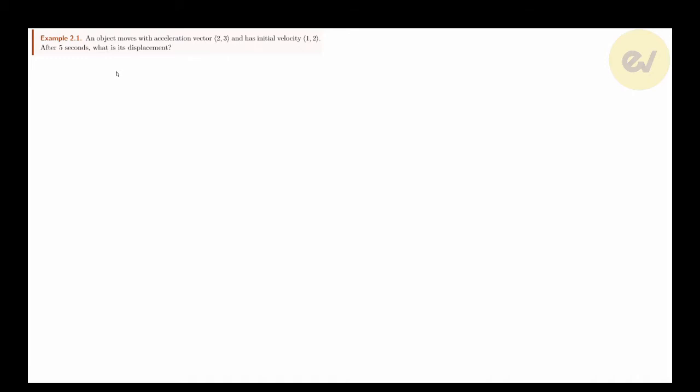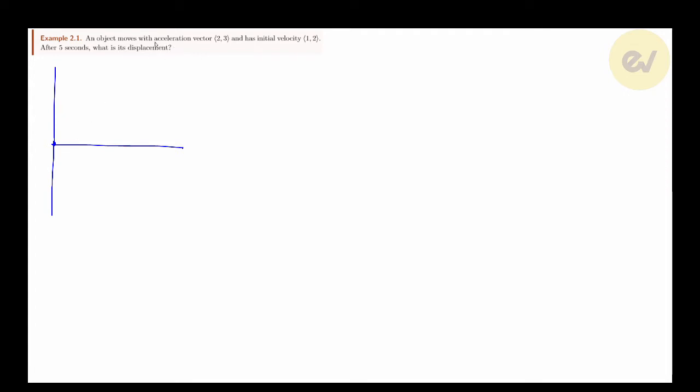So let's get into this problem and give you an example to show you what I'm talking about. In this example 2.1, an object moves with this acceleration vector (2, 3) and has an initial velocity (1, 2), and you want to find its displacement after 5 seconds. Let me go ahead and draw a graph here. I'll just say that the particle starts at (0, 0) for convenience. It doesn't have to, you can start anywhere, it just asks for displacement. But just for explanatory purposes, I'm going to say it starts at (0, 0).